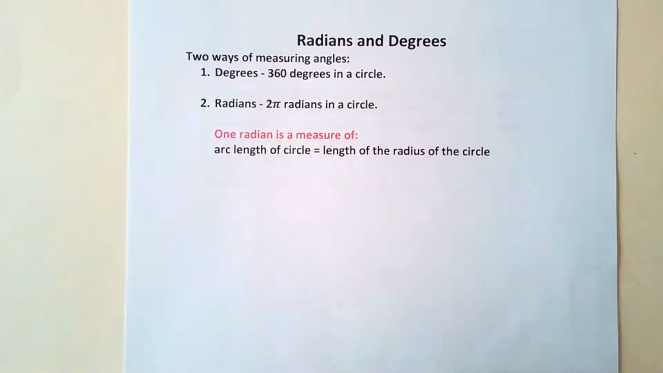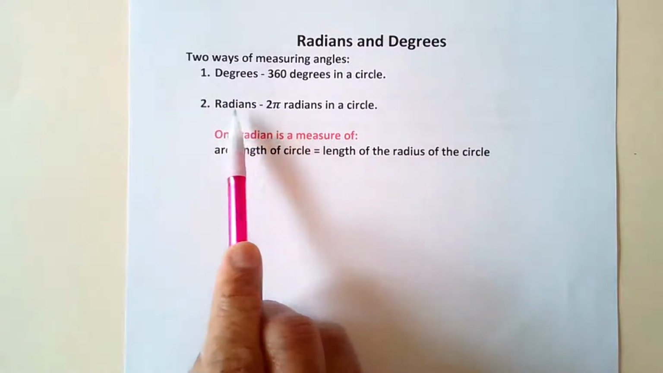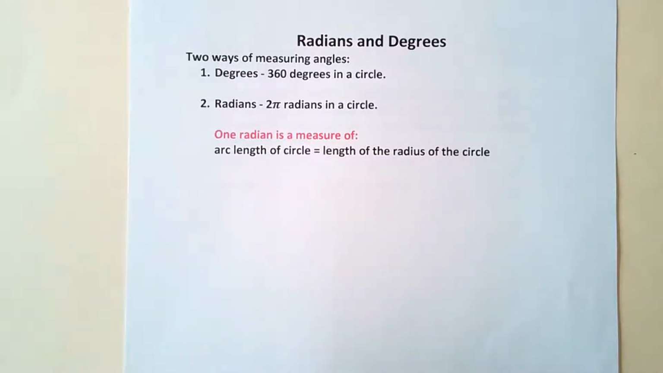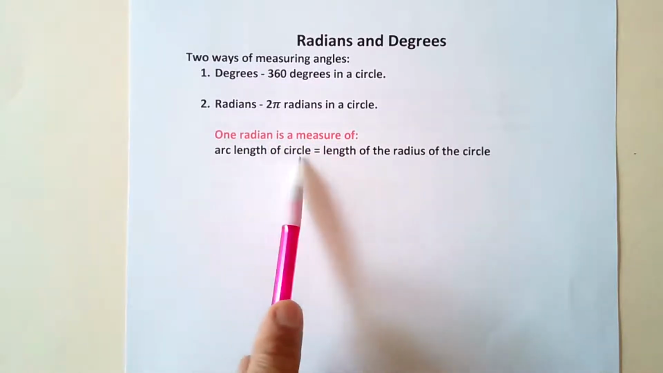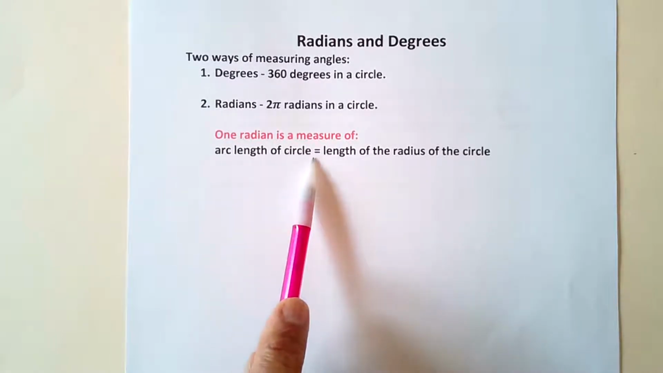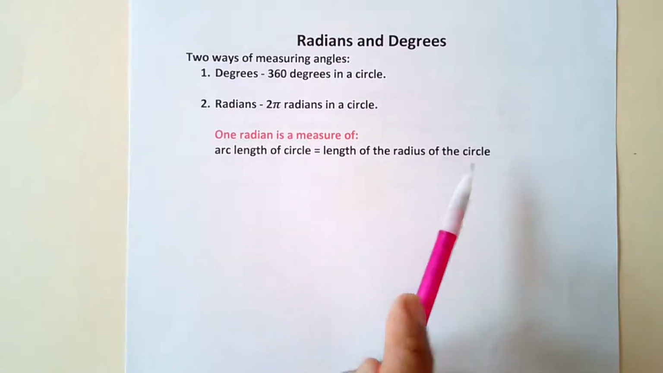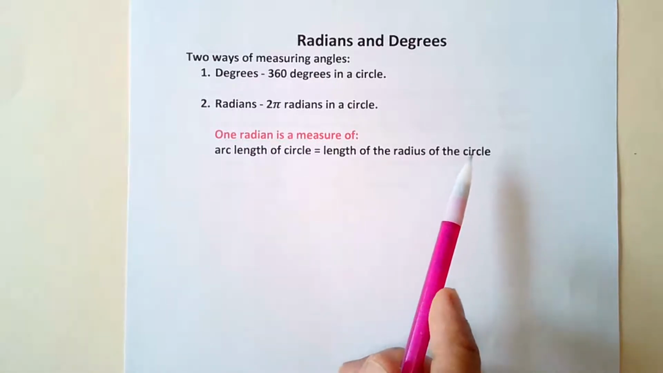The other way, which mathematicians love, is the idea of radians. Measure the angles in radians. And we'll discover that 1 radian is a measure of the arc length of a circle. The arc length of a circle is equal to the length of the radius of the circle.